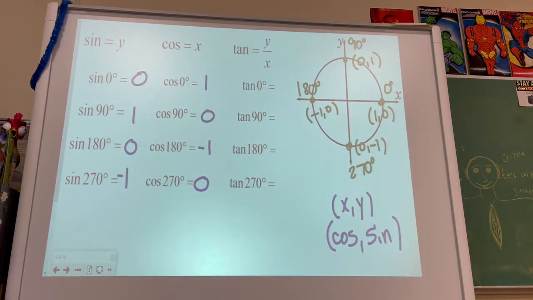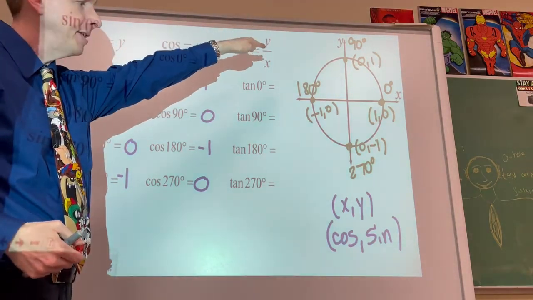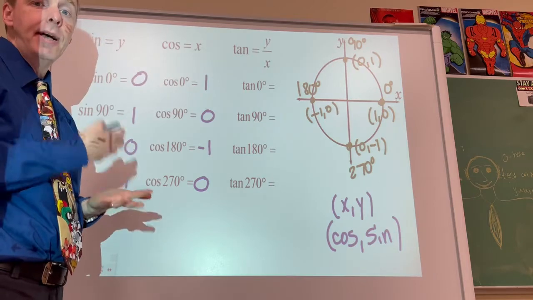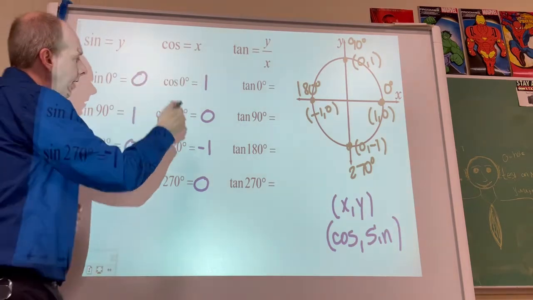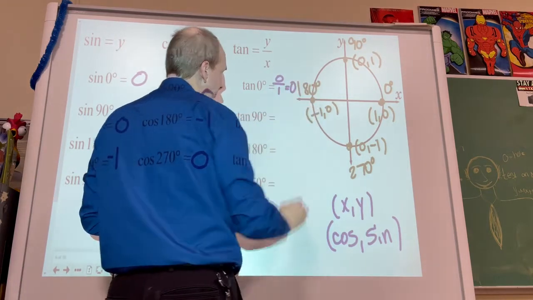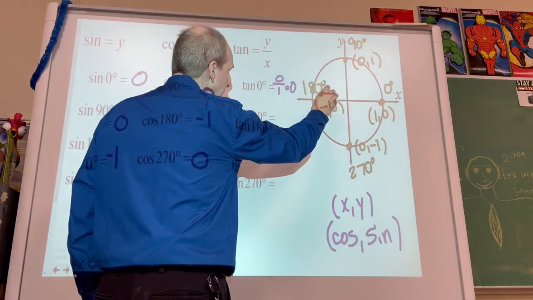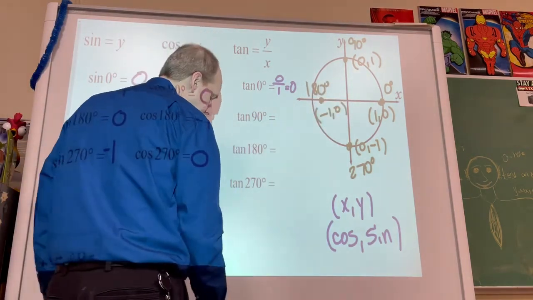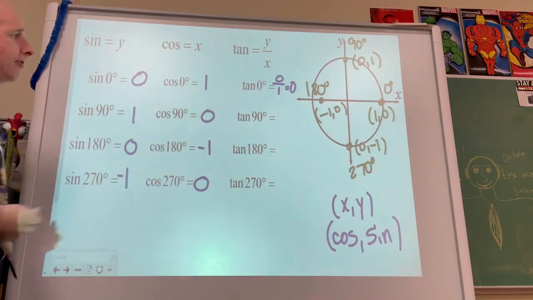So now, what do we do to get tangent? Well, we use our ratio. Y divided by x. Sine divided by cosine. 0 divided by 1. 0 over 1, that's 0. How about tangent of 90?